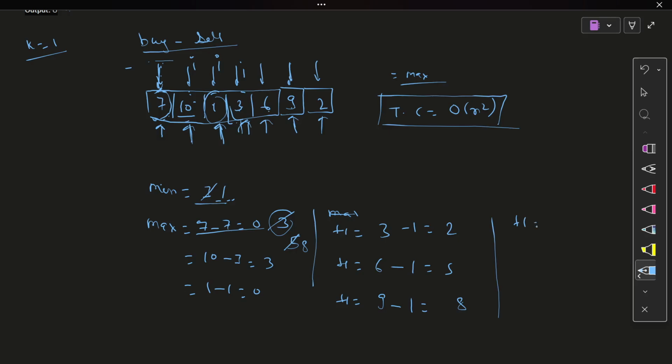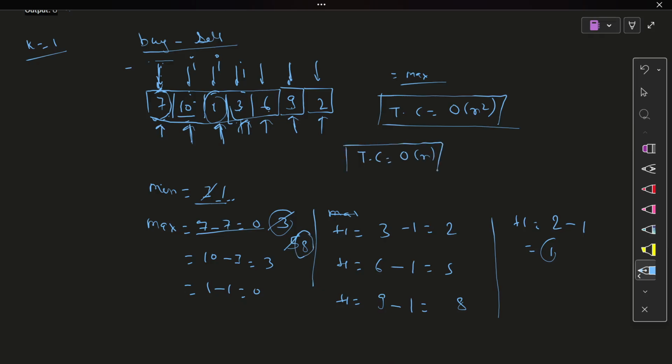So 1 is smaller than 2? No. Here minimum 1 is greater than 2? No. Then in that case, selling price is 2 and buying price is minimum 1, equal to 1. Update 8. Is 8 smaller than 1? No. So what is the answer? 8 here. And the time complexity of this one is big O of n.